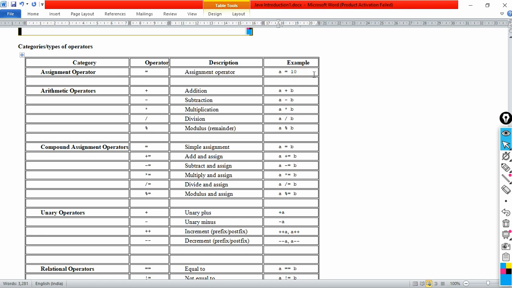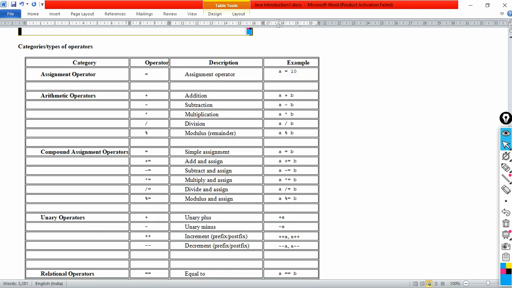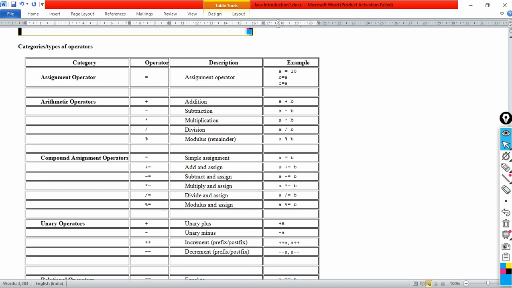Like this we can write a is equal to 10, b is equal to a, or we can say that c is equal to a plus b. 10 will be assigned to a, a value is assigned to b, a plus b is calculated, which is assigned to c. So the right side value will be assigned to the left side variable. This is what the assignment operator, simple is equal to, does.